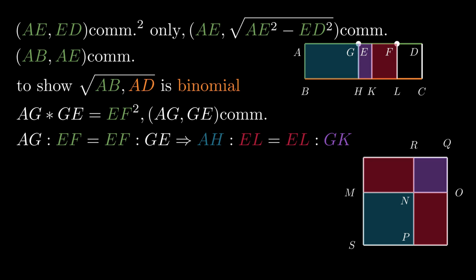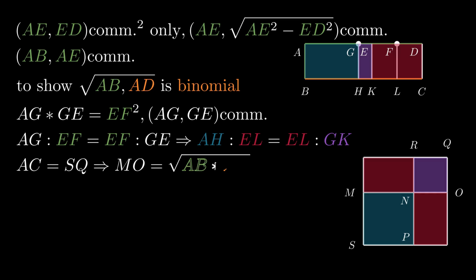Overall, AH equals SN, GK equals NQ, and EL equals MR, which equals PO, which equals FC, because EF is equal to FD. So, AC equals SQ, and MO is the side of a square equal to a rational times a first binomial. We wish to show MO is binomial.